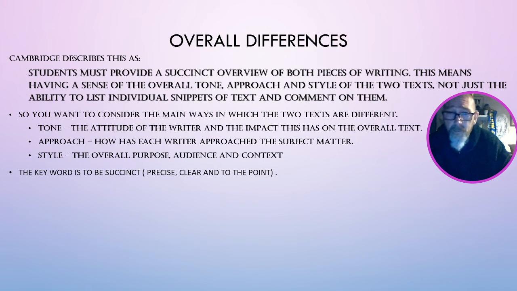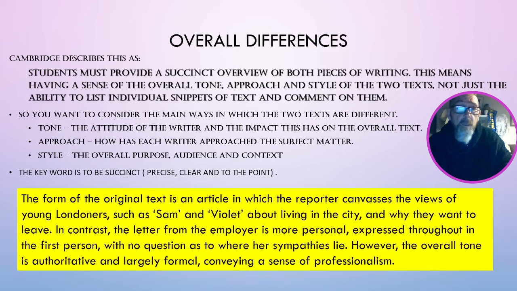The key word here is to be succinct, precise, clear, to the point. If I had to give you a word count, I would probably say you're looking at maybe 50 to 70 words at the very most. So this is an example from one of the Cambridge textbooks. I don't know if I'm breaking any copyright laws, but this does come from the Cambridge AS Level A-Level textbook. I give all credit to them. This is their suggested overview.